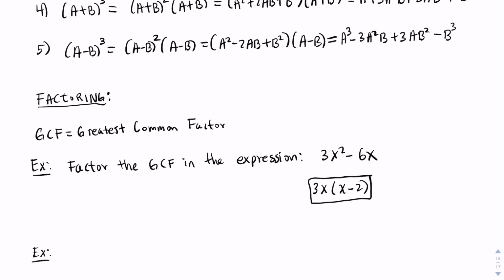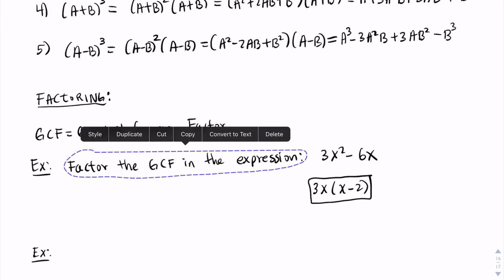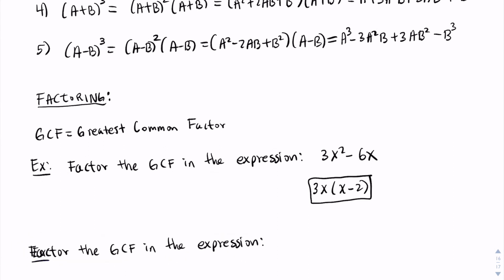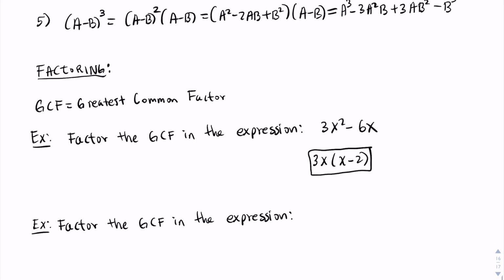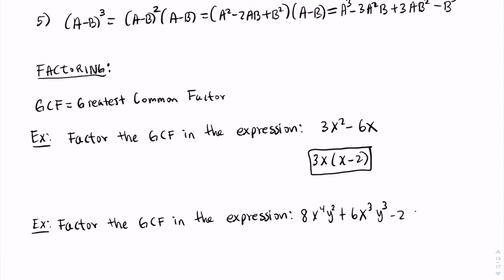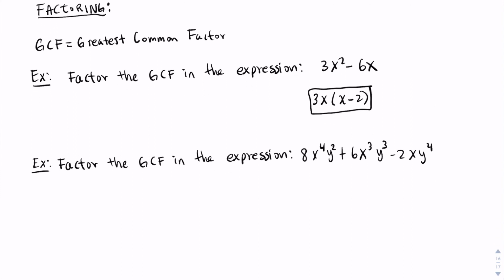And we want to impose the same instructions. We want to factor out the GCF only from it. So say I have, and let's see if this makes sense, 8x to the 4th y squared plus 6x cubed y cubed minus 2x y to the 4th. The same instructions: factor out the GCF from this expression.